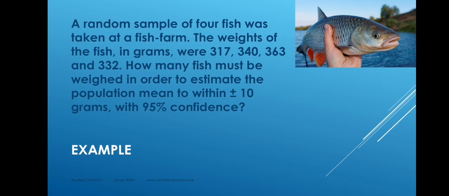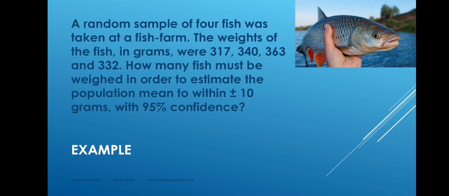So here's an example where we want to estimate the mean weight of the fish at a fish farm. So a random sample of 4 fish was taken. We don't know if this is the correct sample size or not, but at least this sample will give us a standard deviation estimate. And then we will be in a position to calculate how large a sample we need. So we will principally use this sample to estimate the standard deviation of the population. And then from there, we will go ahead and calculate the sample size that is required.